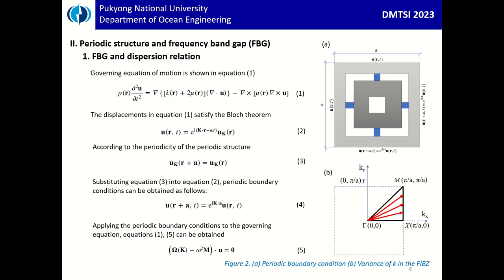Applying the periodic boundary conditions we just derived above to equation 4, equation 1, and equation 5, we can obtain the eigenvalue from this equation. We can find the dispersion relations, and from that we can determine the frequency band gap. In figure 2, the periodic boundary conditions are applied in the irreducible size of the unit cell, and the variance of the wave number K in the first irreducible Brillouin zone is depicted in figure B.